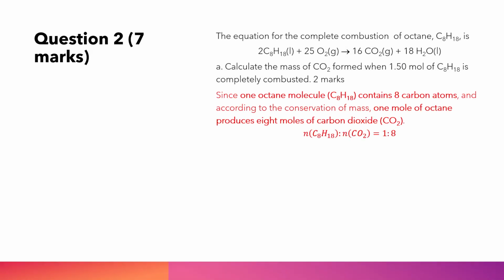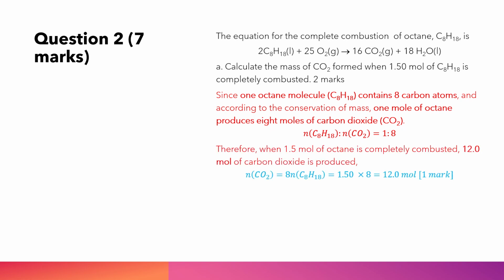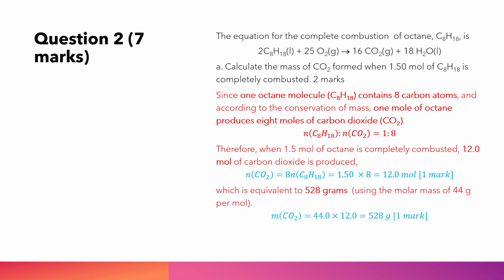Since one octane molecule contains 8 carbon atoms, and according to the conservation of mass, 1 mole of octane produces 8 moles of carbon dioxide. Therefore, when 1.5 moles of octane is completely combusted, 12.0 moles of carbon dioxide is produced, which is equivalent to 528 grams, using the molar mass of 44 g per mole.